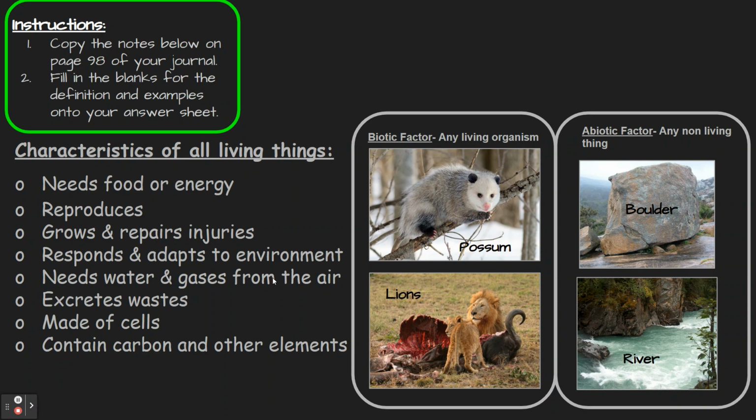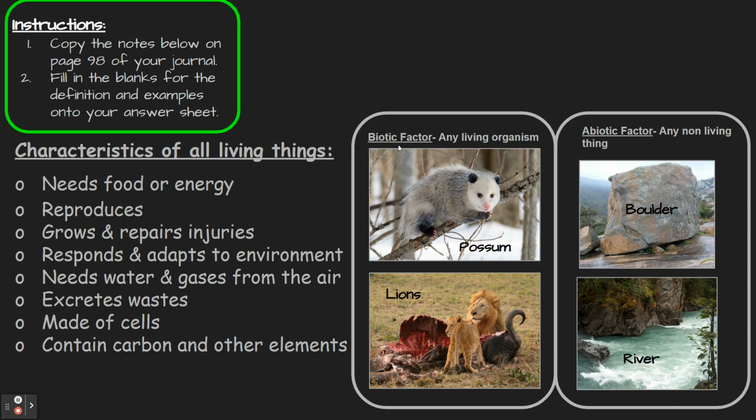Needs water and gases from the air. All living things need water: plants, trees, grass, people, animals, fish. Gas from the air. Remember, we need oxygen. Plants need carbon dioxide. We excrete waste. You know what that means. We're all made of cells. Remember, we said that in cell theory. And we contain carbon and other elements.